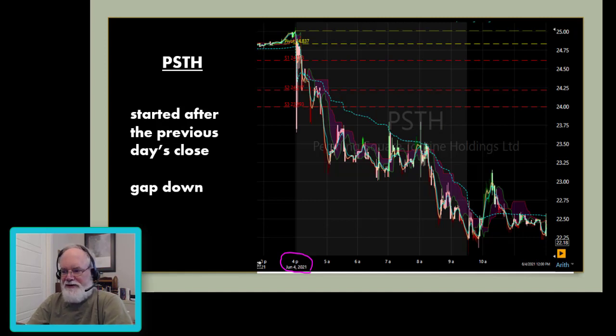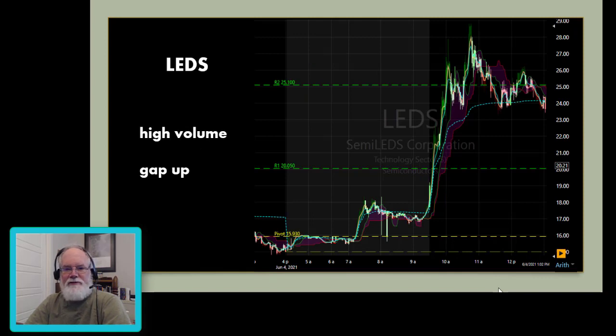PSTH started after the previous day's close. You can see at 4 o'clock in the pre-market we started going down until we finally opened up as a gap down at 9:30. This grayed out area in here is the pre-market trading activity. And then LEDs was a high volume gap up on the same day, as you can see, and did not have that much activity necessarily compared to PSTH in the pre-market activity, but after it opened up it just shot up, as you can see there.